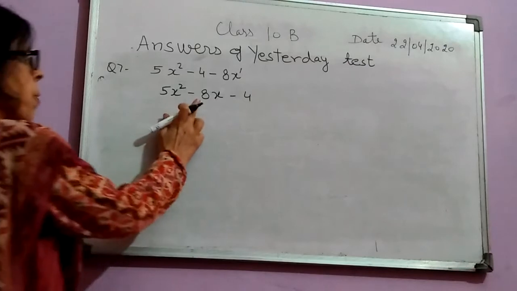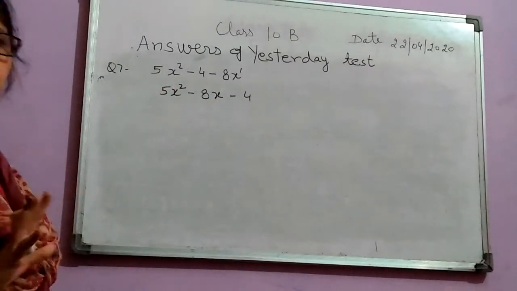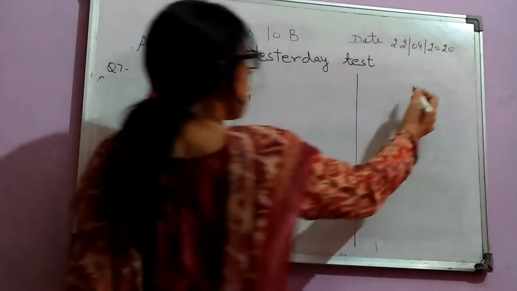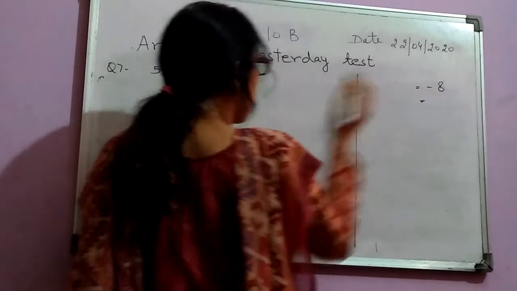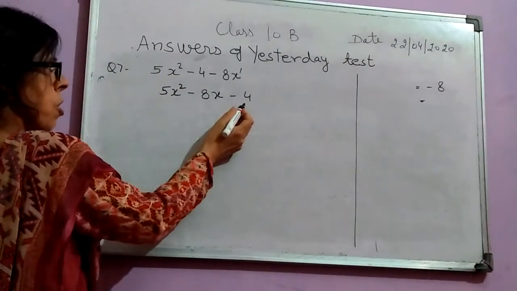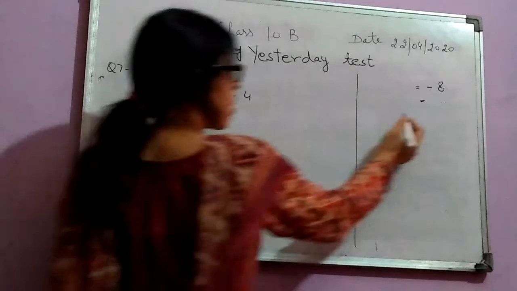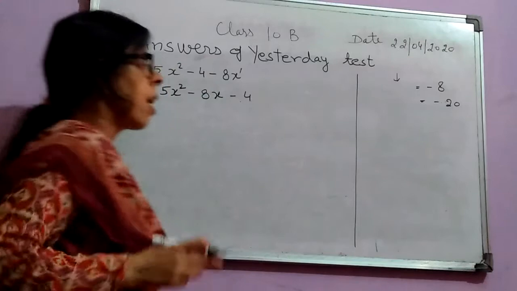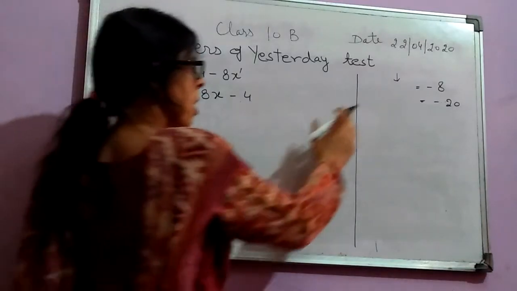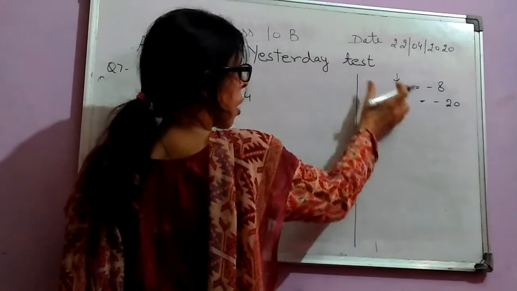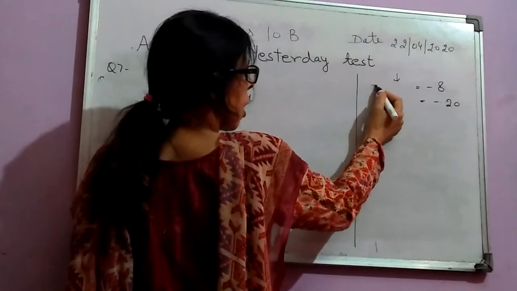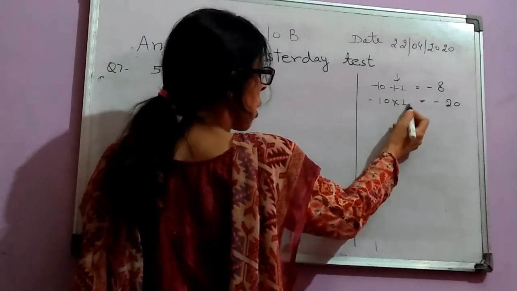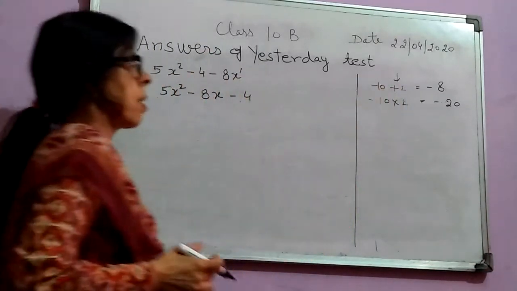For this you have to split the middle term by following some rule. What is the rule? You have to write the coefficient of x in the form of two numbers whose product is a into c. A is the coefficient of x square, c is the constant term. So 5 into minus 4, it is minus 20. Now break minus 8 into plus and minus so that they multiply to minus 20. So the numbers I think are minus 10 and plus 2, minus 10 into 2. Same number multiply में, same number addition में.